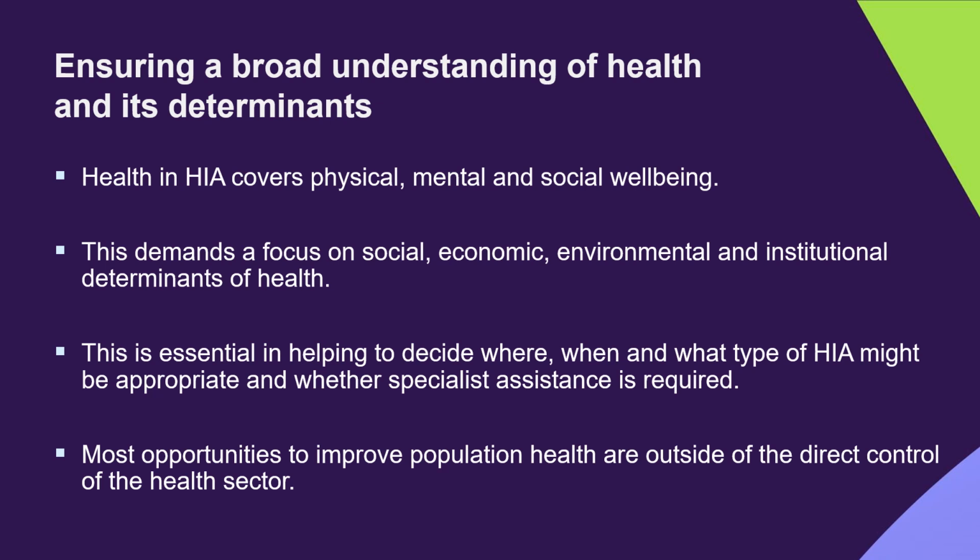It's essential that HIA encompasses a broad understanding of health and its determinants. Health within HIA covers physical, mental and social well-being. This demands a focus on the social, economic, environmental and institutional determinants of health. This is essential in helping to decide where, when and what type of HIA might be appropriate and whether specialist assistance is required. Most opportunities to improve population health are outside the direct control of the health sector.